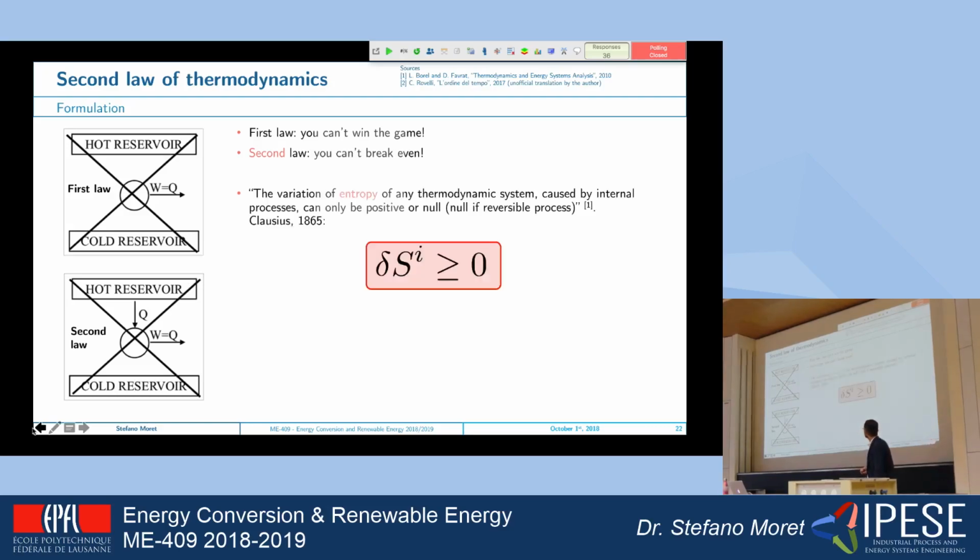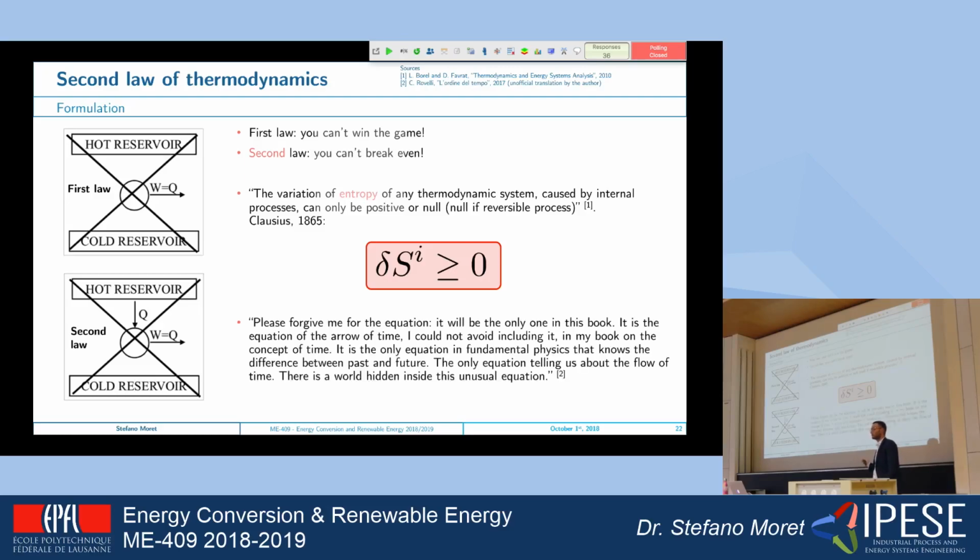So the second law tells us that the variation of entropy of any thermodynamic system caused by internal processes can only be positive or zero, and is zero in case of a reversible process. So here I introduced the formulation, which basically tells us that the amount of entropy generated by internal forces, so the irreversibilities, is always greater than or equal to zero. I introduced the equation like this, even if I'll show you only later how this S is derived, but this is basically what the equation says.